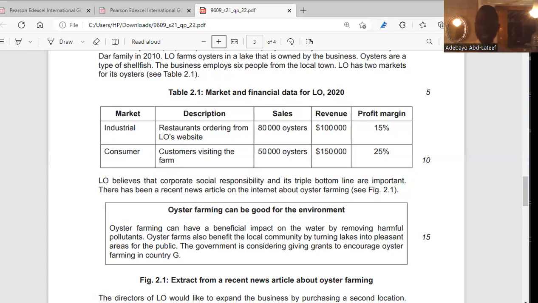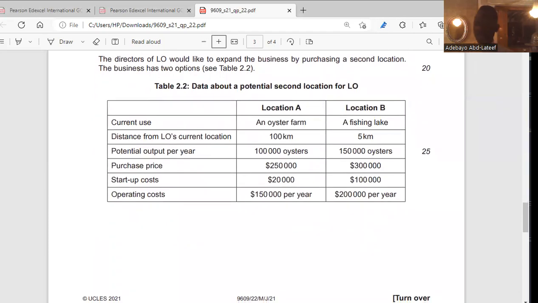So based on locations A and B, I think LO should choose location A because, one, location A has been used already for an oyster farm. So that means it needs less finance to purchase a new farm. The farm is already set to be an oyster farm. So you don't have to spend like on location B, which is a fishing lake, where you have to start structuring it into an oyster farm. That's the first point, because LO doesn't have so much money. So taking location A based on the current use is better because it's cost effective.